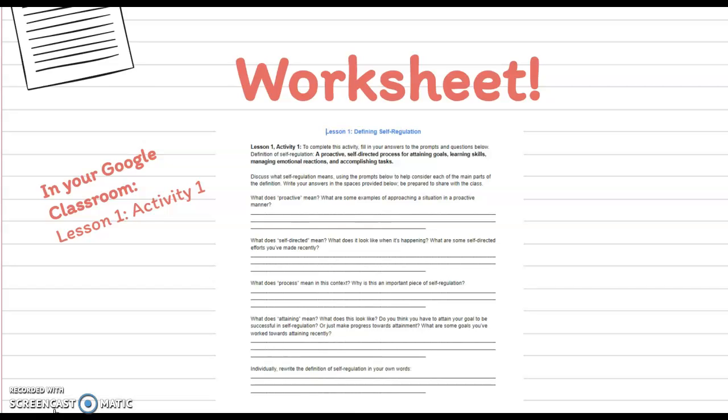Students, this is what your worksheet looks like. It's the very first worksheet when you open up your assignment that I assigned you all last night. To complete this activity, please fill in your answers to the prompts and questions below.